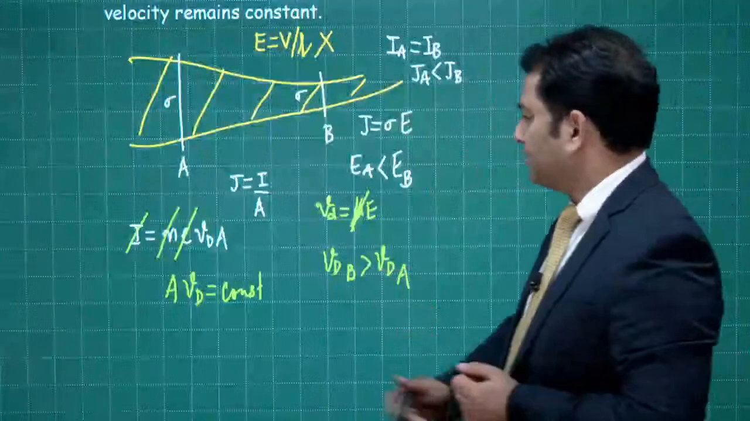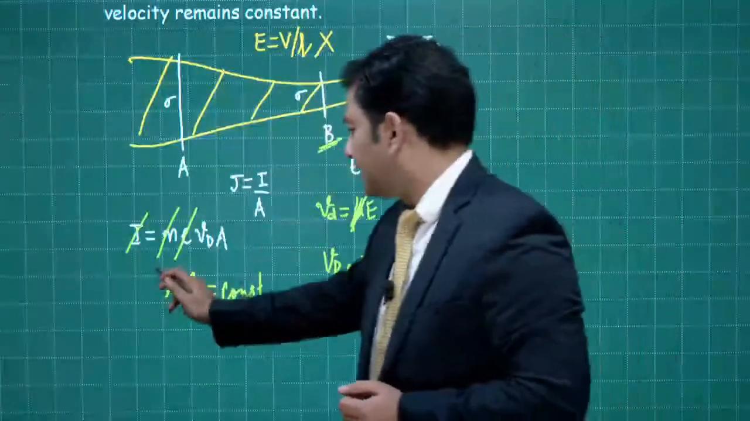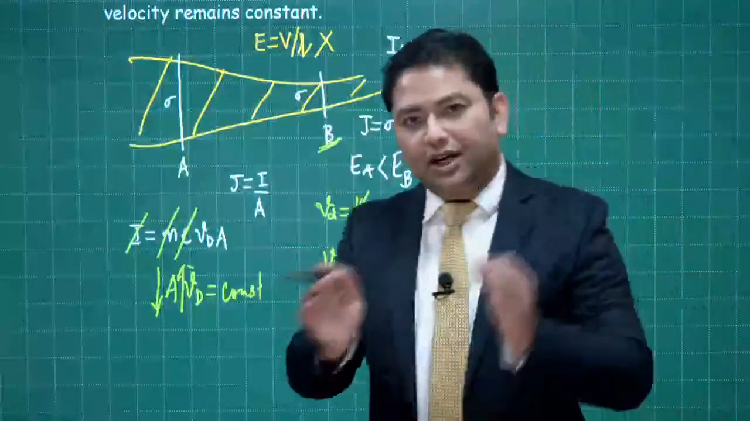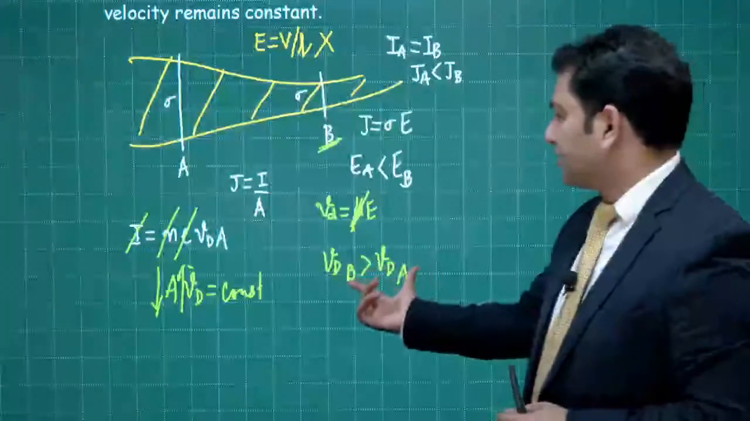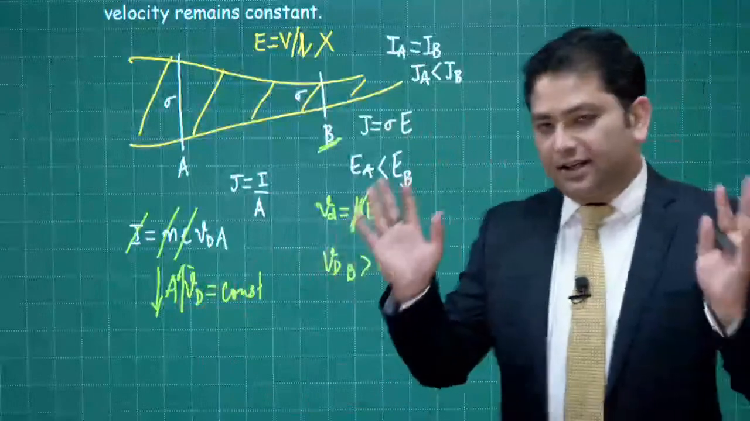The answer is the same. Area into velocity is constant. At B the area is less, so drift velocity will be greater. Continuity says exactly that: where area is less, velocity will be greater. So either you see it through this way or through this way. It's entirely your choice.